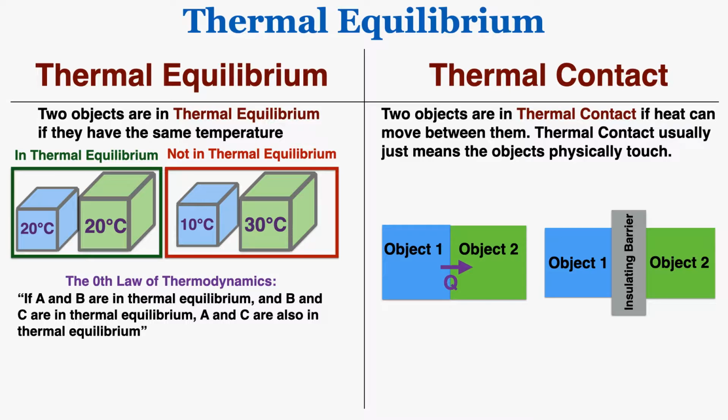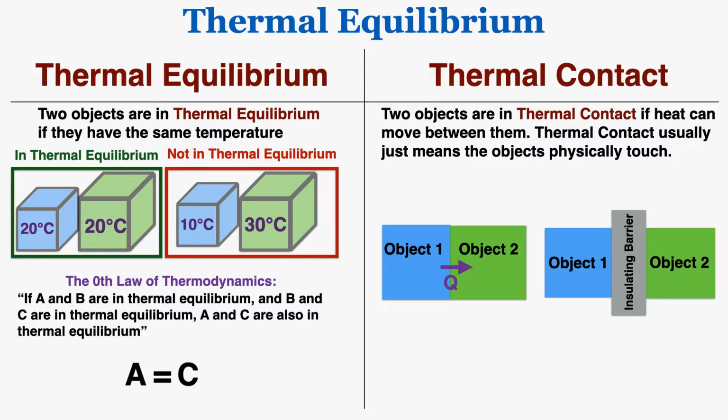There's a rule that scientists call the Zeroth Law of Thermodynamics that says if A and B are in thermal equilibrium, and B and C are in thermal equilibrium, A and C are also in thermal equilibrium. And if you think about that, that's an incredibly simple intuitive law, because all that that's saying is that if A has the same temperature as B, and B has the same temperature as C, A also has the same temperature as C.